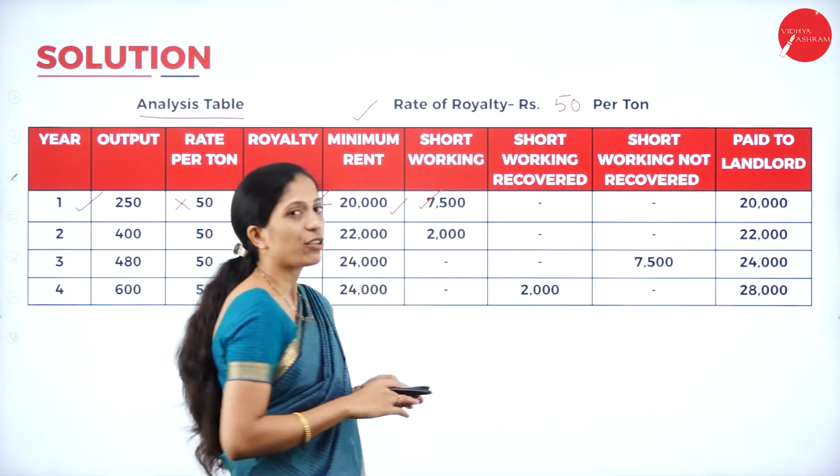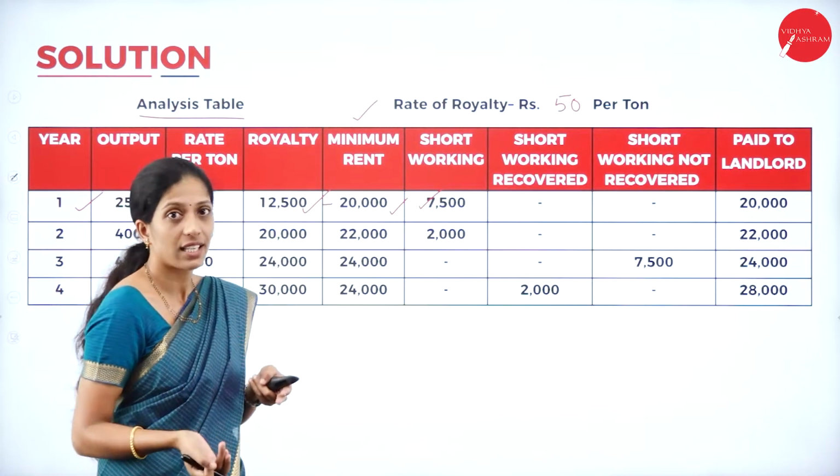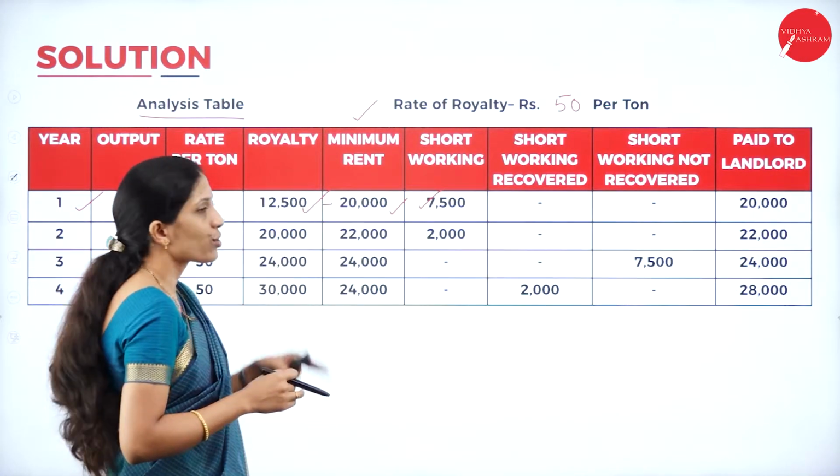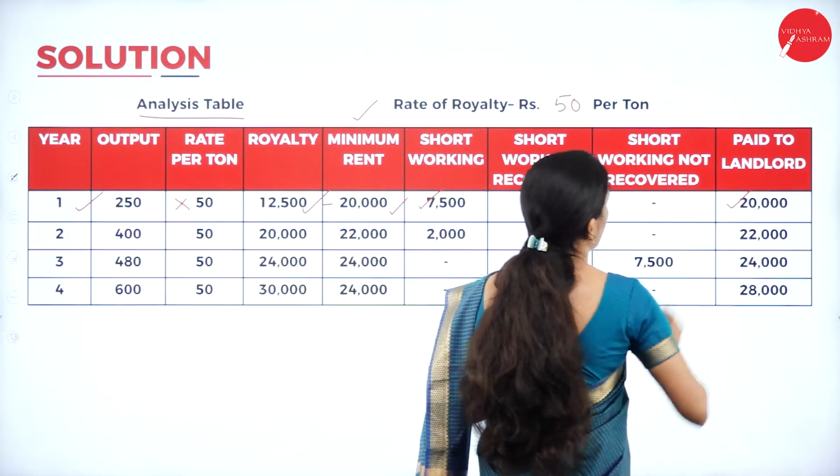Then what is the amount paid to landlord? That is either minimum rent or royalty, whichever is greater will be paid to landlord. So here in the first year, minimum rent is greater. So minimum rent is paid to landlord.